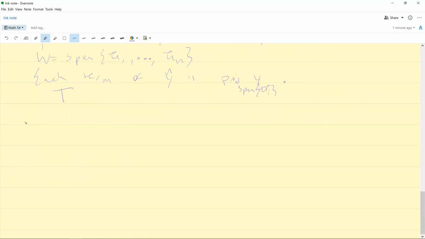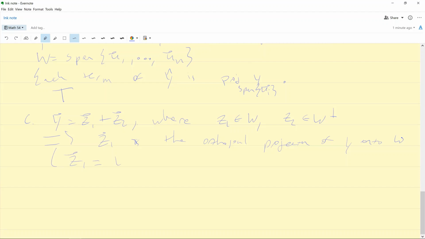All right, part C. If we have Y is equal to Z1 plus Z2, where Z1 is in subspace W, and Z2 is in the orthogonal complement of that subspace, then we must have that Z1 is the orthogonal projection of Y onto W. We're essentially saying that Z1 is equal to Y hat.